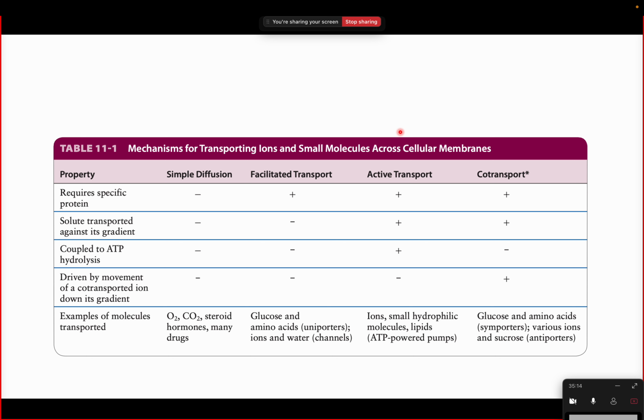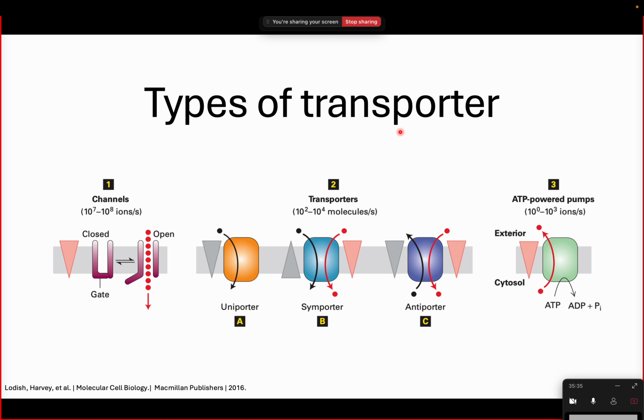Then for active transport, the substrates which are actively transported are ions, small hydrophilic molecules, lipids, via ATP powered pumps, etc. Co-transportation again for glucose, amino acids, and various other carbohydrates. Okay, so if we are talking about transporters, there are different types of transporters in the membrane.